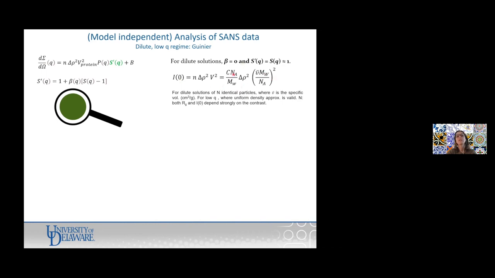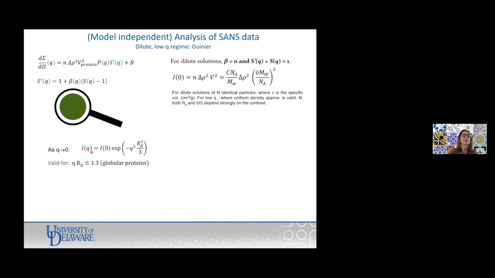And then, if everything is well calibrated, you can actually obtain information about the molecular weight of your sample. And of course, there are other ways to measure molecular weight, but in solution, that can be important, for example, to determine if you have a dimer or a trimer in your solution.